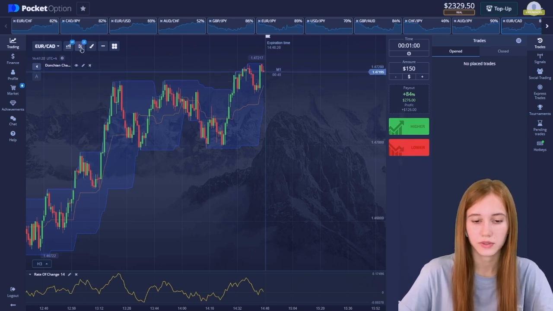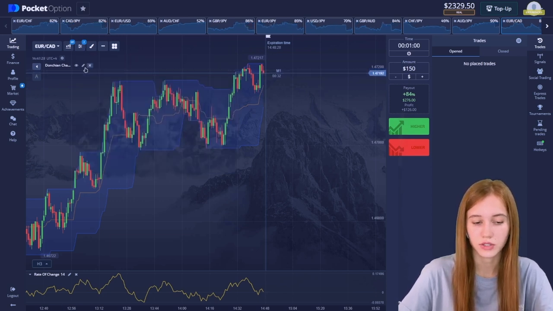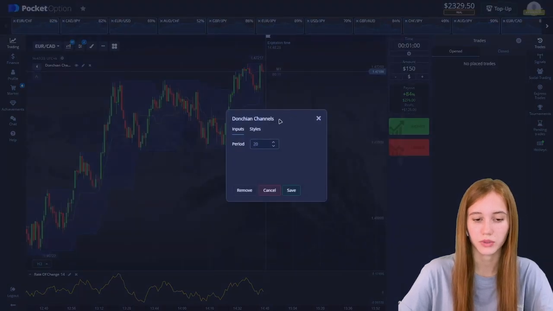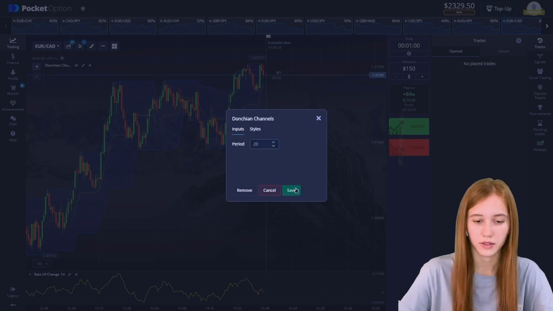We used 2 good indicators. These are rate of change and Donchian channels. Let me show you the settings. Copy and use it. Default settings.